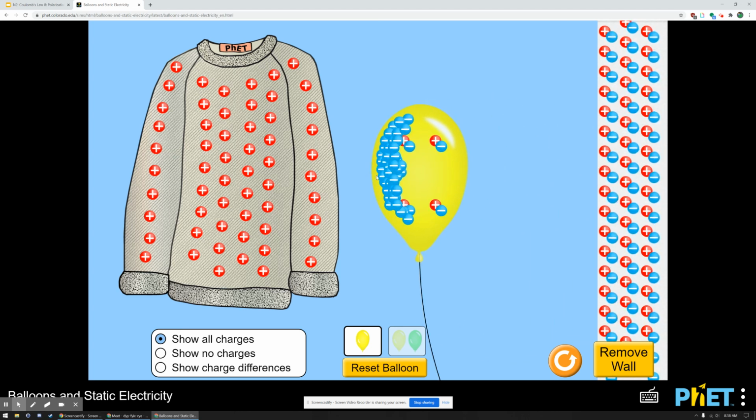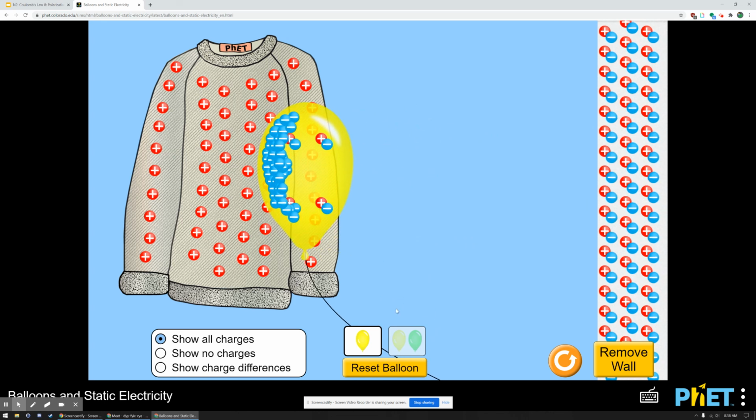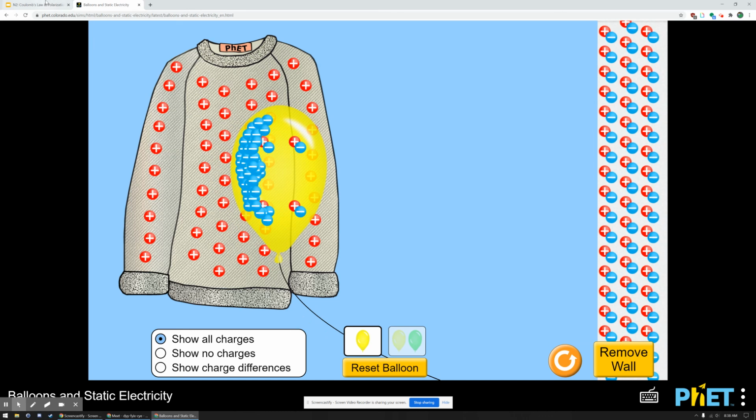So you can play around with this a little bit if you want, just to see what the charges look like. You can do it with a couple different balloons, so you can play around with this stuff to see polarization and charging through static electricity here.